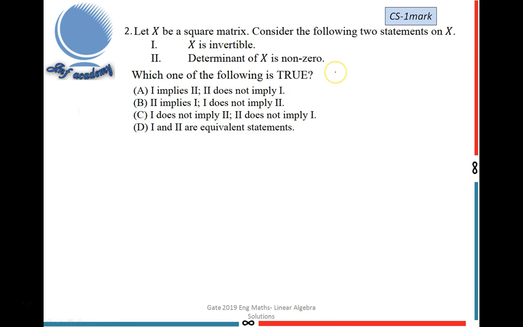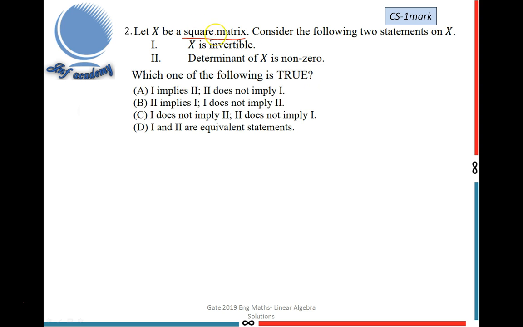It's from computer science department. It has 1 mark. The second question is, let X be a square matrix. Consider the following two statements on X. First statement is X is invertible. Second statement is determinant of X is not zero. We have to check which one of the following four statements is true.